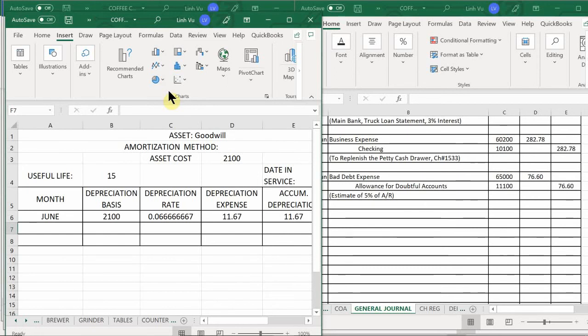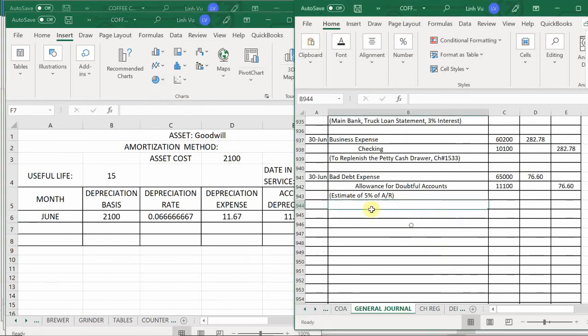Okay, look at your chart of accounts. So the depreciation accumulation accounts: we have it for the tables, we have it for the shelves, accumulated depreciation for the sales, for the printer. We have one for every single fixed asset. Okay, so in this case, depreciation expense.